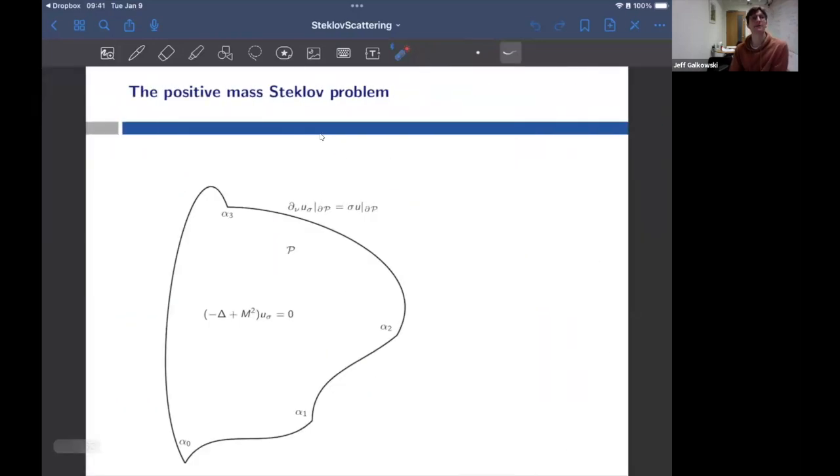So now I'm going to be talking about a small generalization of the Steklov problem, which is the positive mass Steklov problem. Instead of a harmonic function in the interior, I'm going to be taking an M-harmonic function. That is to say, (Laplace plus M squared) u sigma should be 0. I'll explain why that's a natural thing to do a little later. But for now, let me just say that that's what we're going to do. And I want to study this positive mass Steklov problem on this piecewise smooth Lipschitz domain.